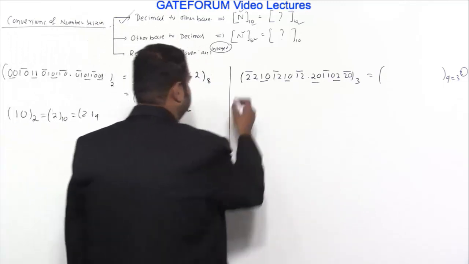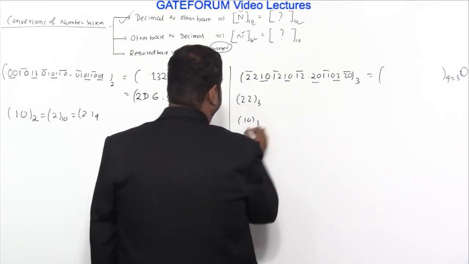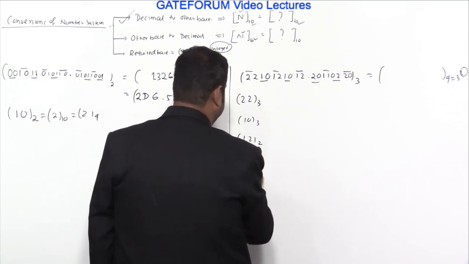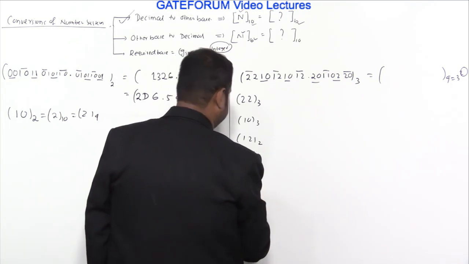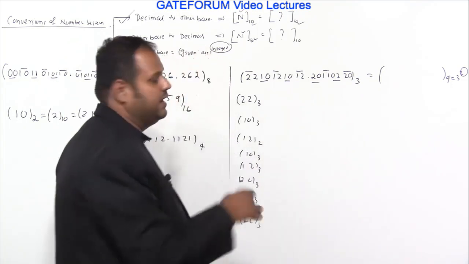So here 2 2, you think of this as base 3; 1 0 in base 3, 1 2 in base 3, then 2 0 in base 3, 1 1 in base 3, 0 2 in base 3 and 2 0 in base 3. So this you have to obtain and put it here.